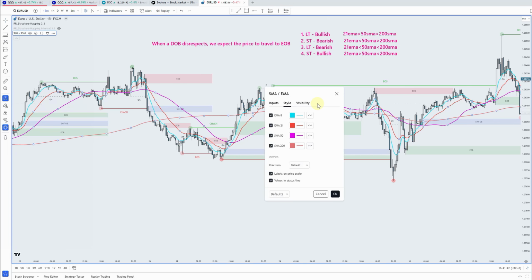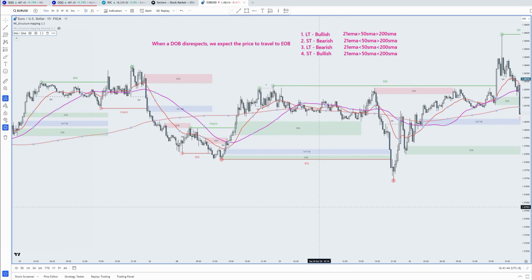I'm going to turn off the 8 for a while, not explaining the 8 here because I just entered the 3 moving averages at this moment. So I turned off the 8 for a while. So once you are here, are you in the bullish or in the bearish structure? Look here.